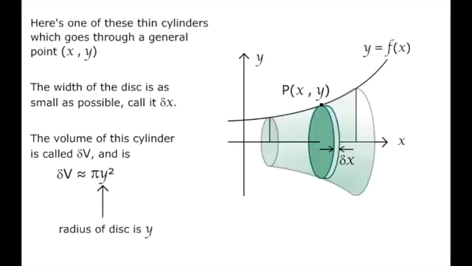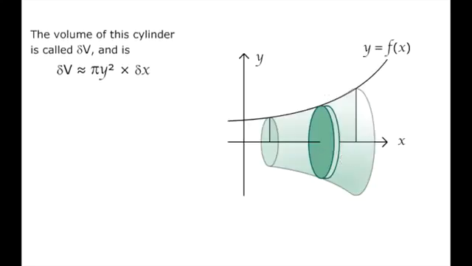The volume is going to be calculated by finding the area. The area of the circle is just going to be pi r squared. Now r, in this instance, the radius, is going to be the y value. So the area of that circle is going to be pi y squared. And if we are trying to find the volume of the cylinder, we need to multiply by the depth, which is going to be delta x, added onto the formula there.